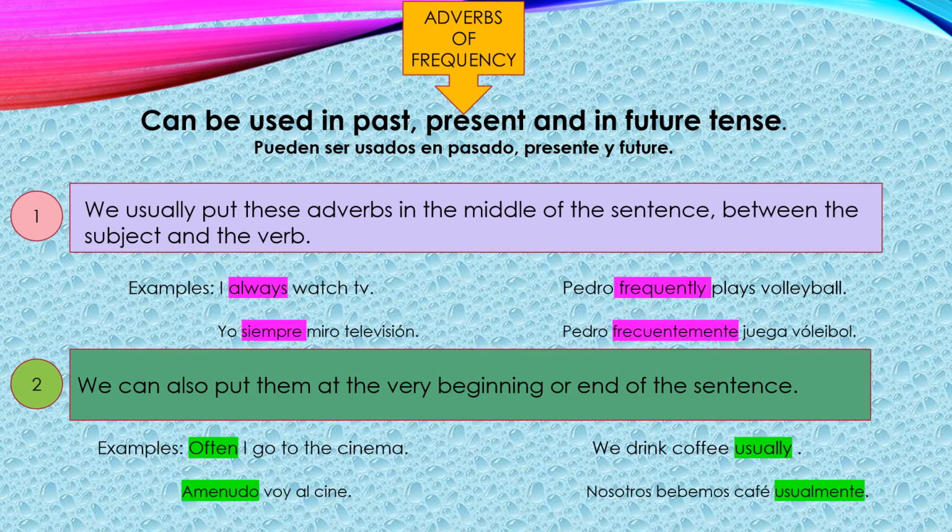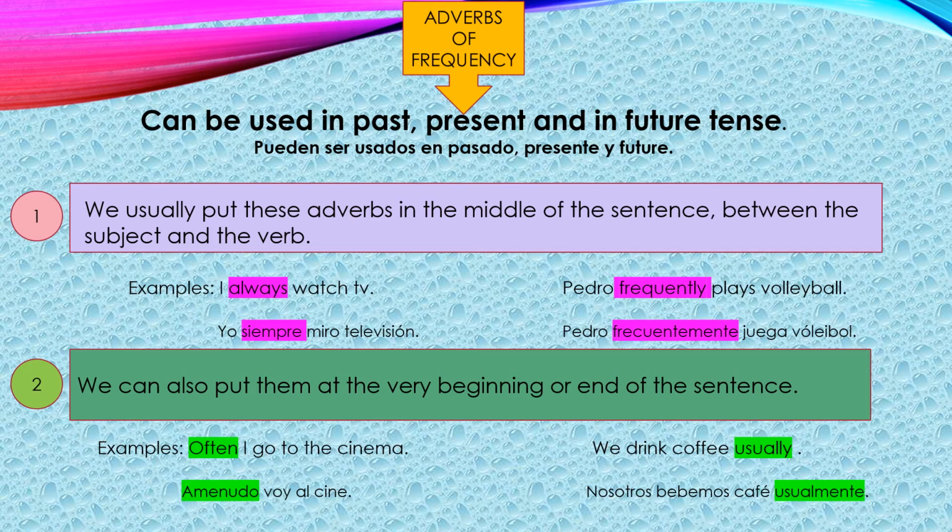The second sentence says, Pedro frequently plays volleyball. Pedro frecuentemente juega voleibol. Entonces, Pedro es el sujeto, plays es el verbo. So, frequently es el adverbio of frequency. Very good.